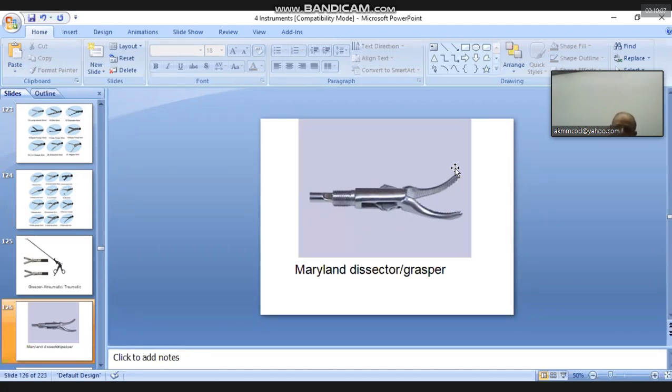Actually, this is one of the most important instruments used in laparoscopic surgery. We can dissect the plane, we can dissect the organs, we can hold the organs, and therefore at the same time, it is a grasper and is also a dissector, or we can say it is a forceps. Then Maryland forceps.